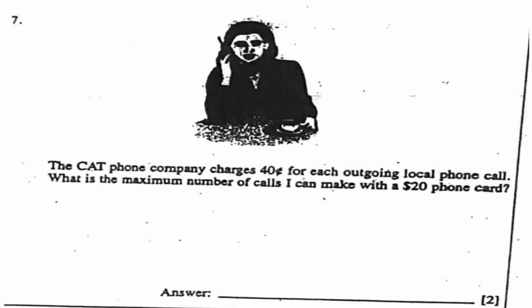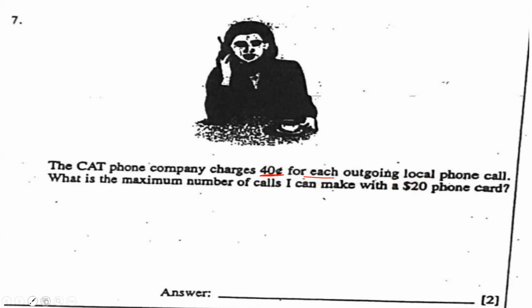It says the cat phone company charges 40 cents for each outgoing local phone call. What is the maximum number of phone calls I can make with a $20 phone card? Okay, so 40 cents for each outgoing phone call, but I have $20. So how many of these can I get?